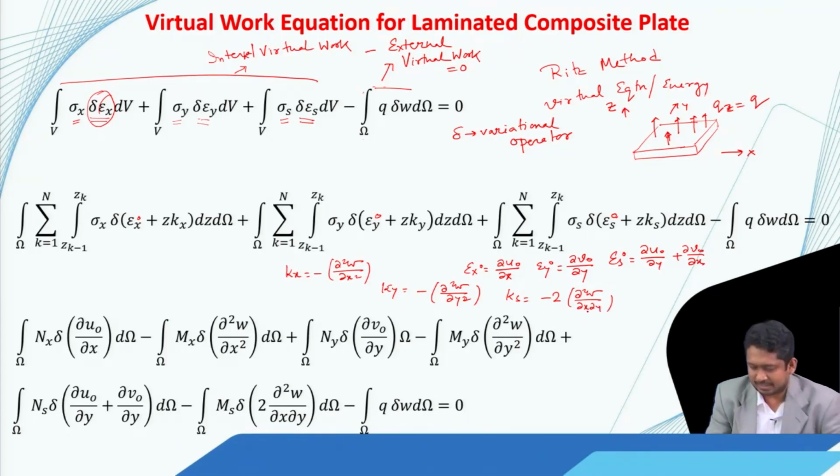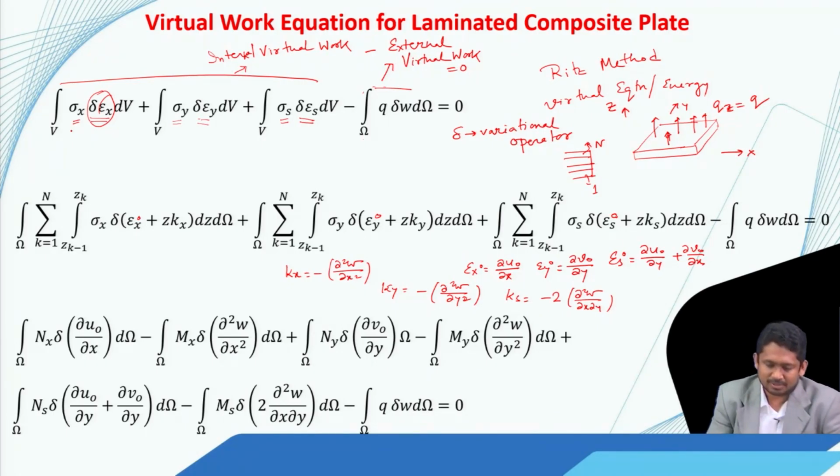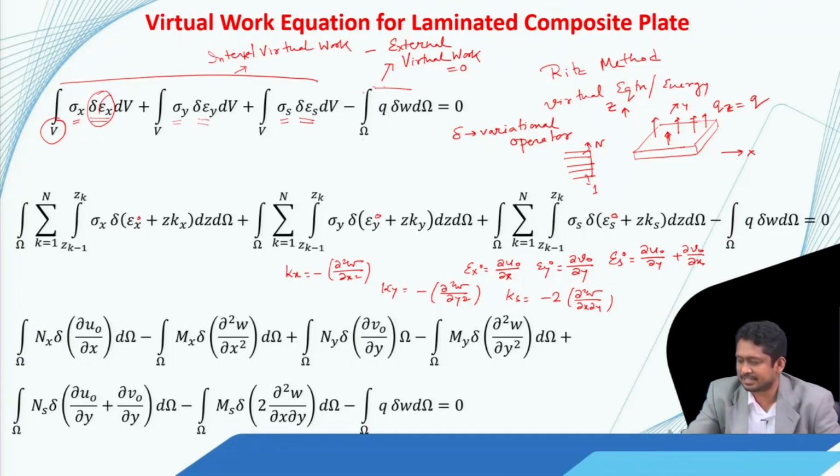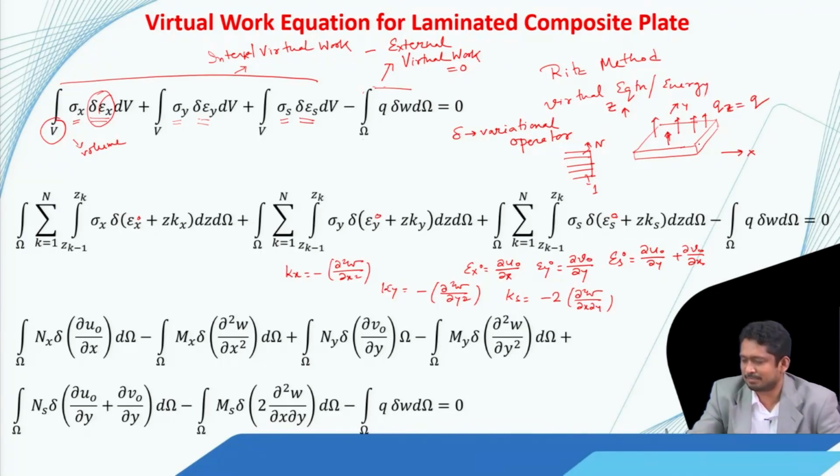Another thing to note is this laminate is made of total n layers. So, this is layer 1 and this is layer n, ply 1 to ply n, and these sigmas are discontinuous across the plies. So, what we do is we divide this volume integral. Here V denotes the volume, and capital omega denotes the mid surface of the plate.